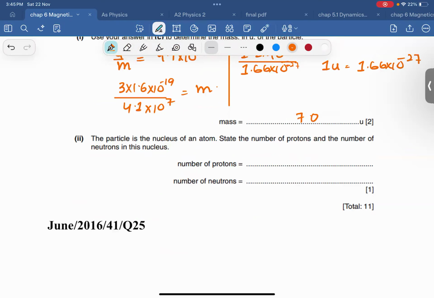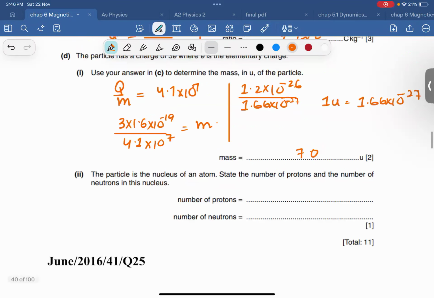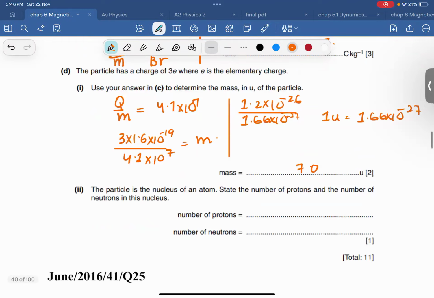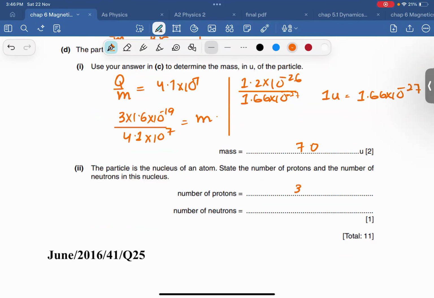The particle in the nucleus of an atom. State the number of protons and the number of neutrons in the nucleus. So we have found out the mass number, 7 U. And we know that the charge that it contains is 3 electrons, so the proton number is supposed to be 3 as well, right? And the neutron number is going to be 4, right? Making sense?